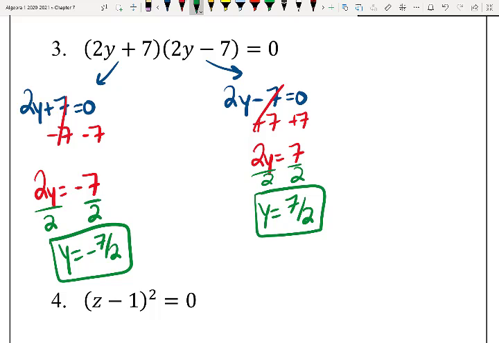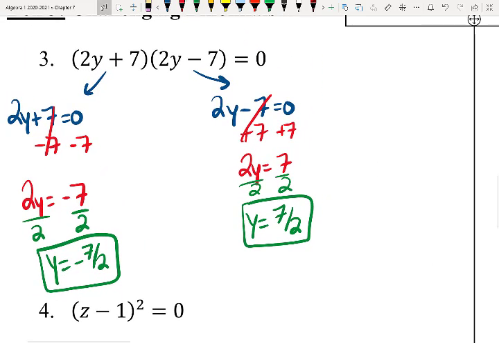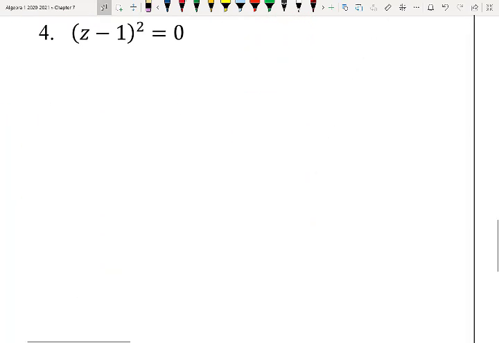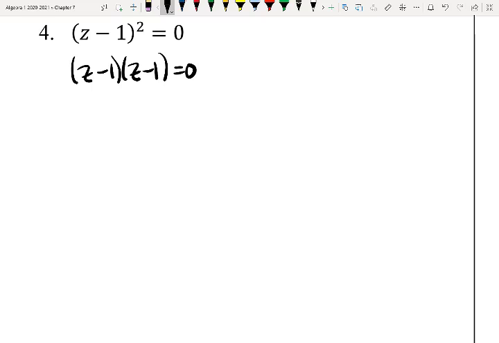Okay. Number 4 is a little bit tricky because it's set up not as two parentheses. It's given to us as a parentheses squared. So what I have to remember for that, just like we had on the puzzle time for 7.3, where we started trying to multiply those out when they were perfect squares, this is the same thing as z minus 1 times z minus 1 equals 0.